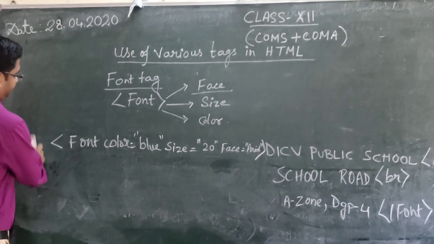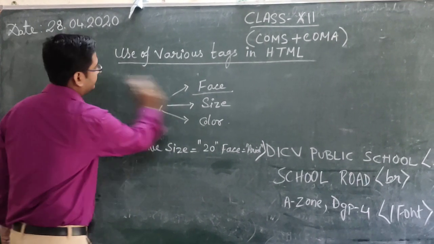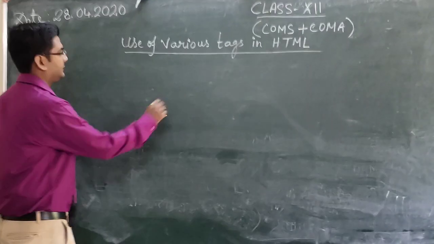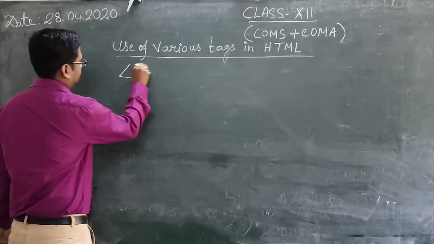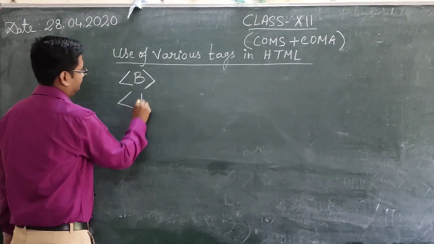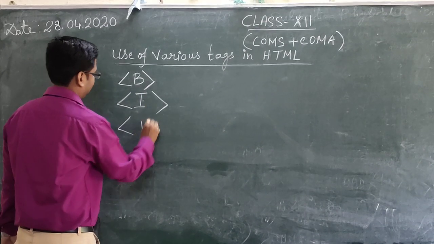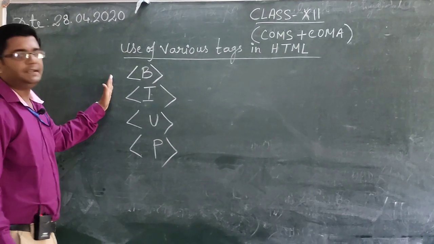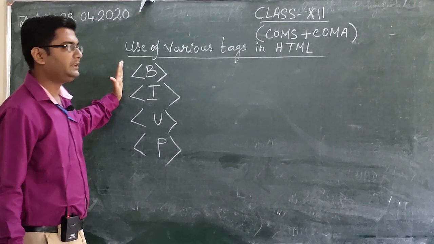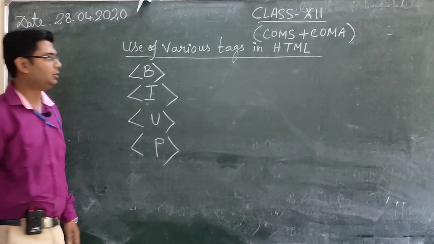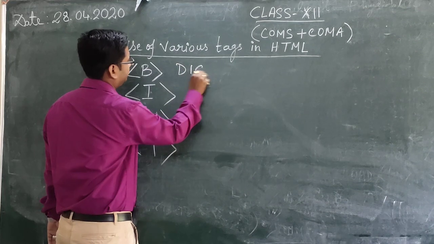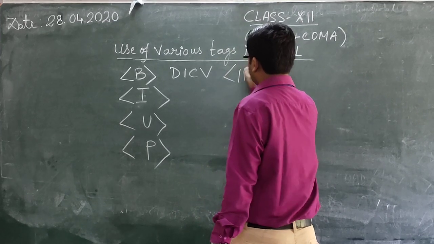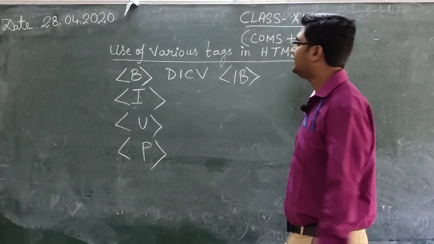Now we will discuss some other tags in HTML and what are their uses. See, first B tag. What is the function of B tag? B tag is used to make the text bold. So if I write over here DICV, this will be written in a bold format, and after that I will close this B. So this is also a container tag.